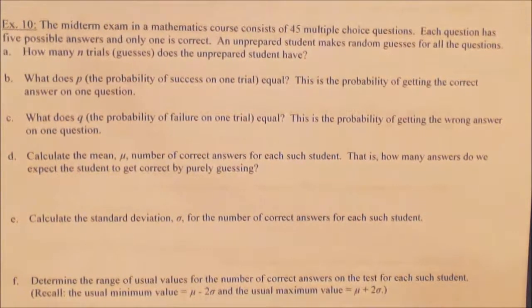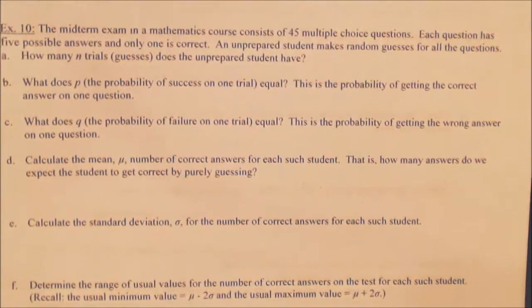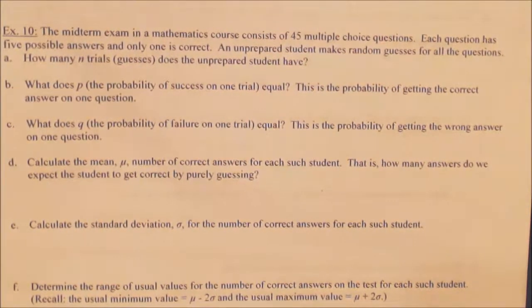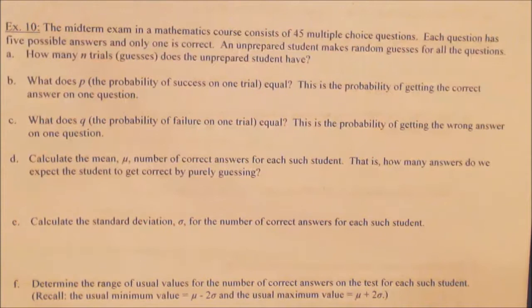It says the midterm exam in a mathematics course consists of 45 multiple choice questions. Each question has 5 possible answers and only 1 is correct. An unprepared student makes random guesses for all of the questions. So this is a binomial situation because on each question, either you get the answer right or you don't. So there are 2 outcomes on each question. Assuming they're independent, the probability of one question correct does not affect the other, assuming the questions don't have anything to do with each other.